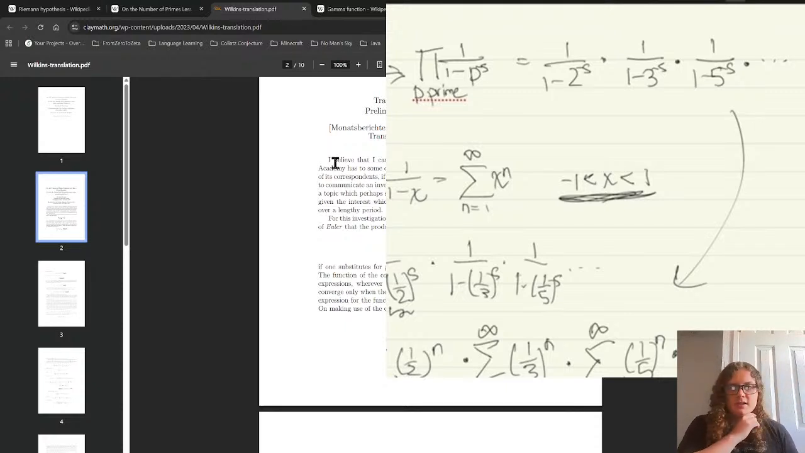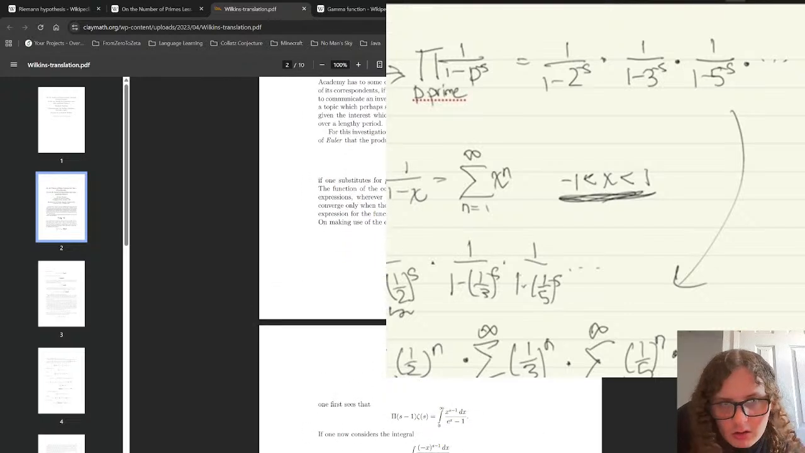So we have this. If one substitutes for p all prime numbers and for n all whole numbers, a function of the complex variable s, which is represented by these two expressions, wherever they converge, is zeta of s. Both expressions converge only when the real part of s is greater than 1.